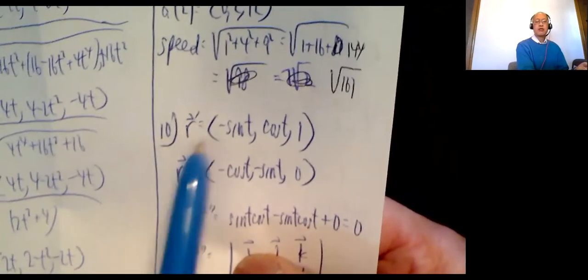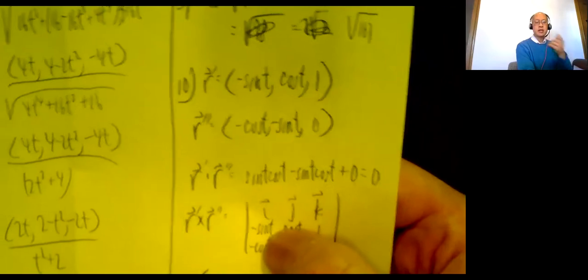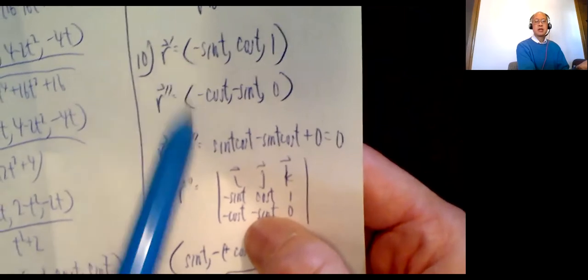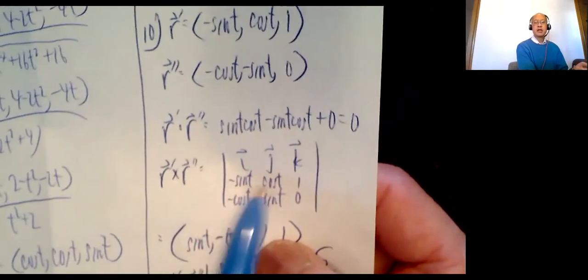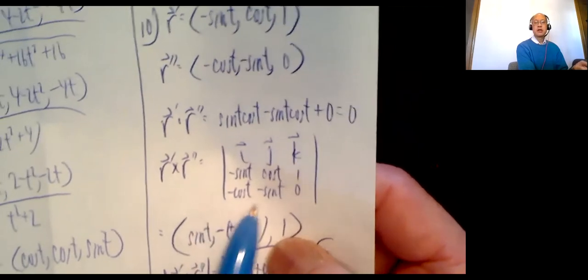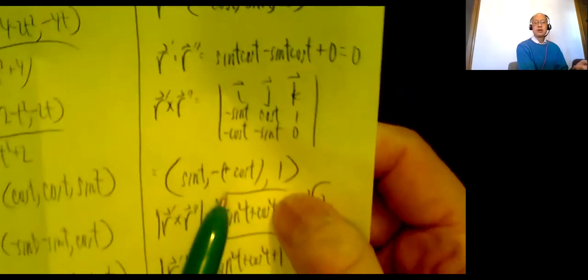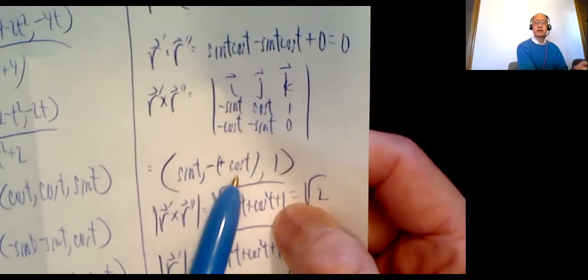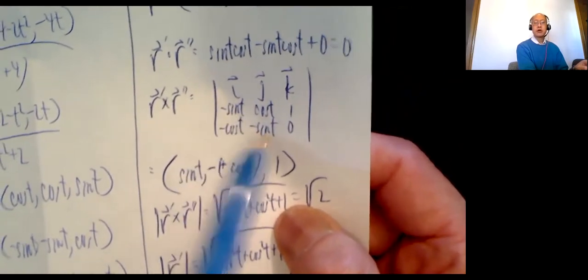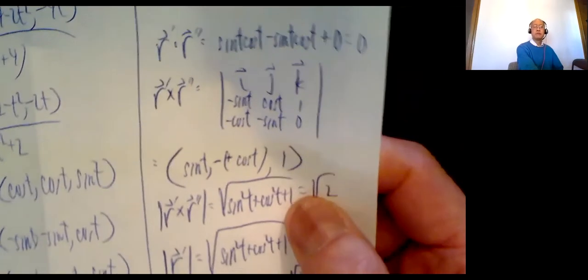And finally, number 10. r prime is negative sine t, cosine t, 1. r double prime is negative cosine t, negative sine t, 0. The dot product is sine t cosine t minus sine t cosine t plus 0, which is 0. Cross product, i, j, k, negative sine t, cosine t, 1, negative cosine t, negative sine t, 0. So the i component is nothing minus a minus sign, so sine. The j component is the opposite of nothing minus a minus cosine. The k component is sine squared minus a minus cosine squared, which is 1.